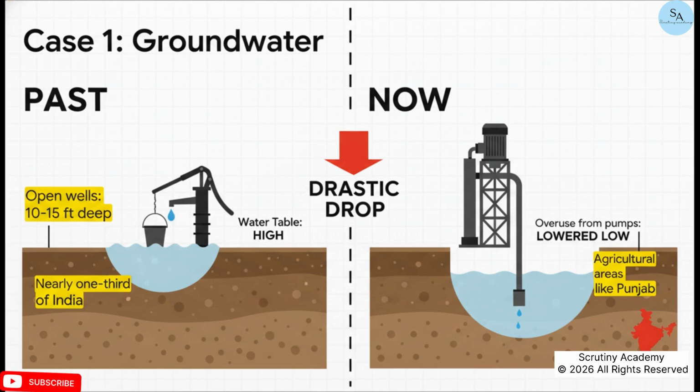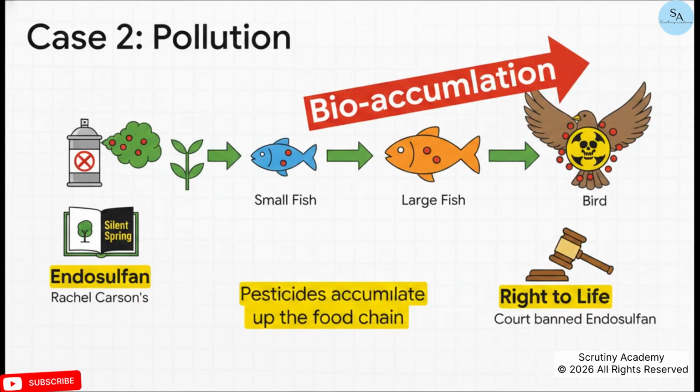This is a textbook case, literally, of overusing the environment's source function. Okay, case study 2, chemical pollution. The absolute key concept here is bioaccumulation. That's the idea that these poisons don't just disappear, they build up in the food chain. The classic Indian example is the pesticide endosulfan.